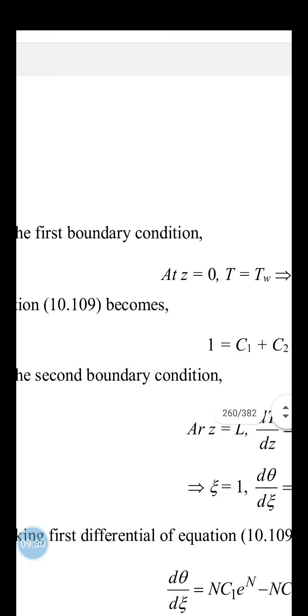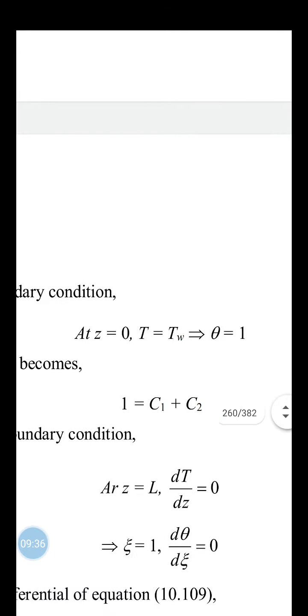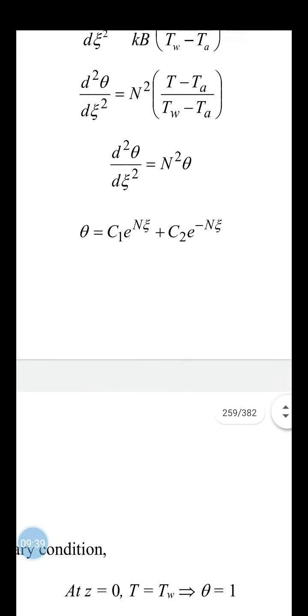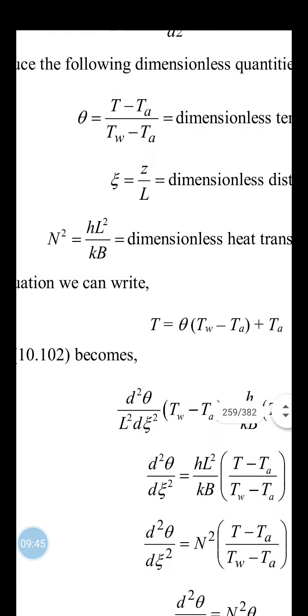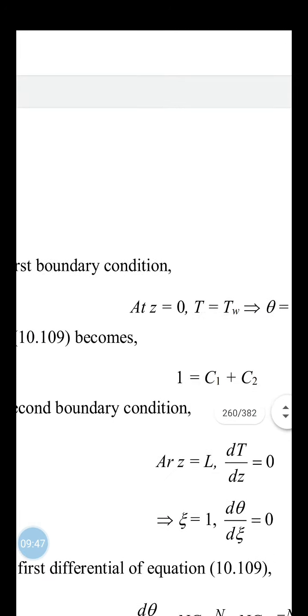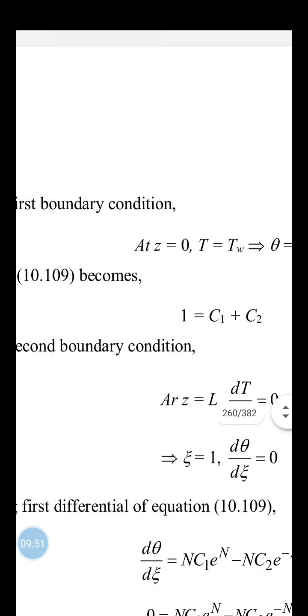Now applying the first boundary condition. The first boundary condition is at z is equal to 0, Tw is equal to Ta. What does it mean for theta? Theta is equal to 1. Why? Because it is Tw. Is it right? So theta is equal to 1. So you can put C1 plus C2 is equal to 1.